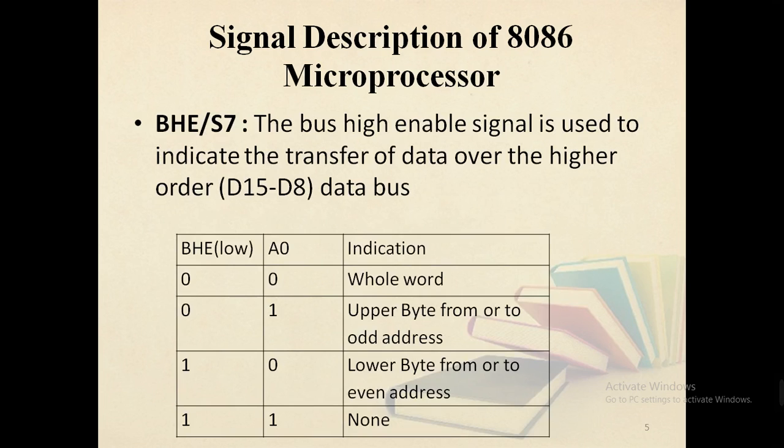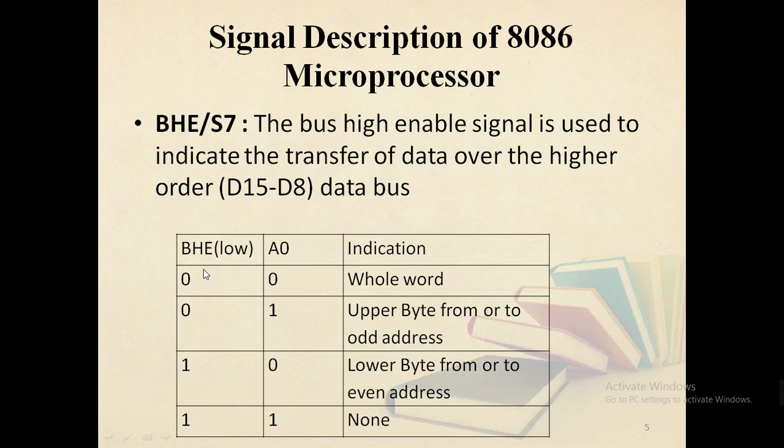Coming to the BHE bar/S7, the bus high enable is used to indicate the transfer of data over the higher order data bus, that is D15 to D8. It goes low for the data transfer over D15 to D8 and is used to derive chip select of the odd address memory bank and peripherals. BHE bar is low during T1 for read, write and interrupt acknowledge cycles whenever a byte is to be transferred on the higher byte of the data bus.